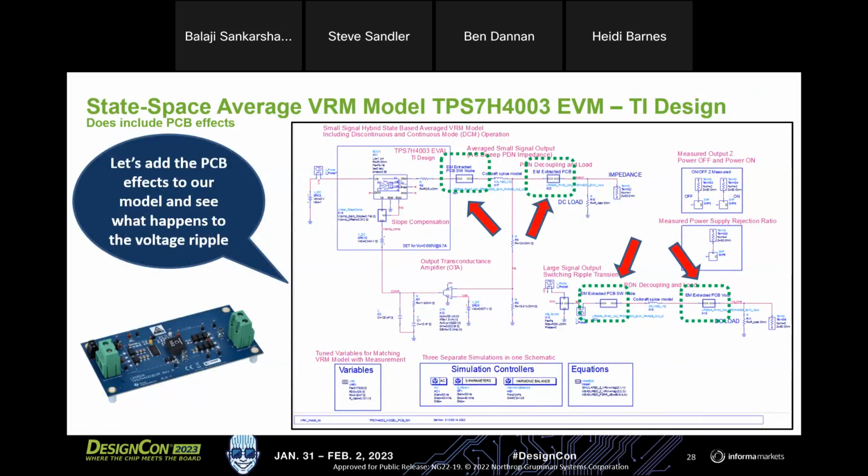And maybe another question on the state space average. Though this is for the VRM model, when you do a post layout simulation for PI, how could this be used on any type of board layout that you're trying to analyze for PI, particularly like DCIR drop kind of analysis?